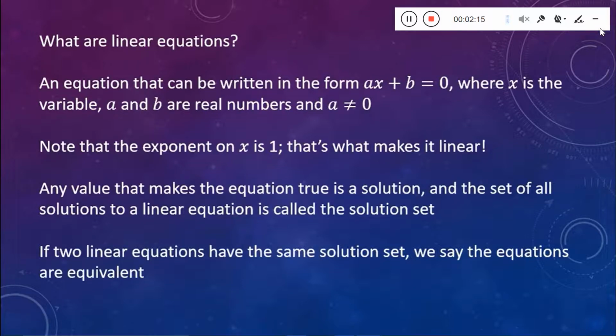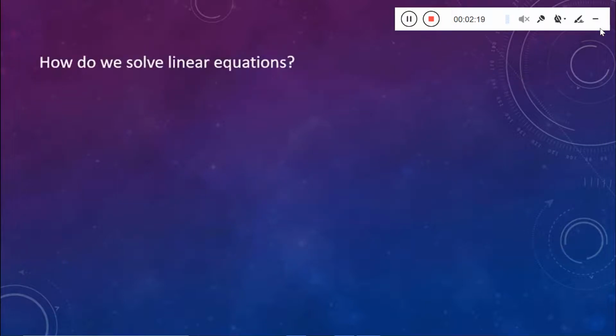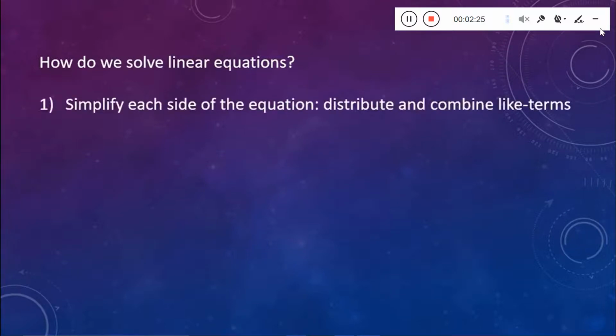If we have two linear equations, they have the same solution set, then we say that the equations are equivalent. So now actually getting down to solving these linear equations, how do we solve them? We're going to simplify each side of the equation. We're going to distribute constants in, combine like terms on each side, just get things looking nicer.